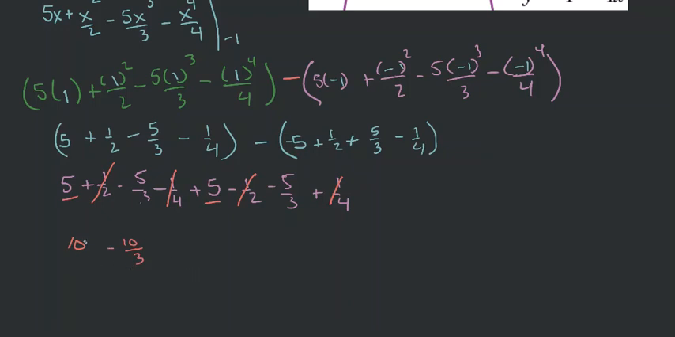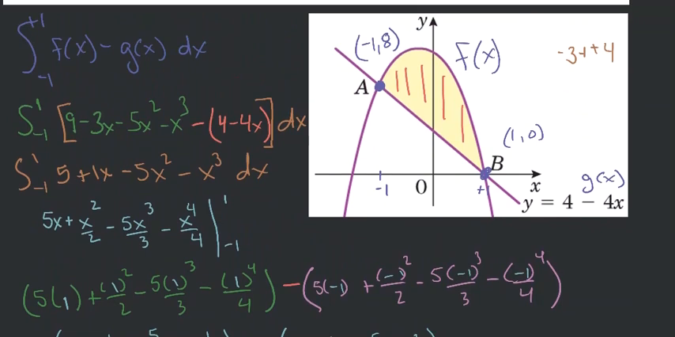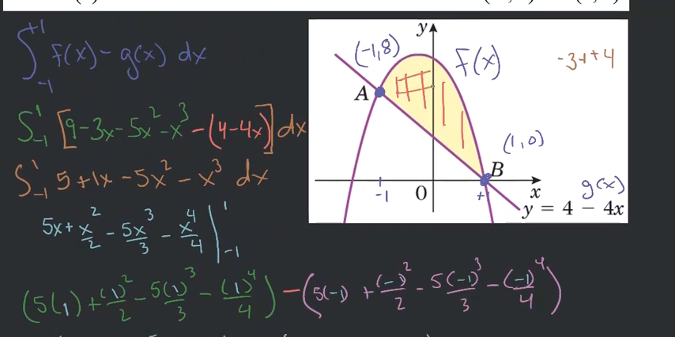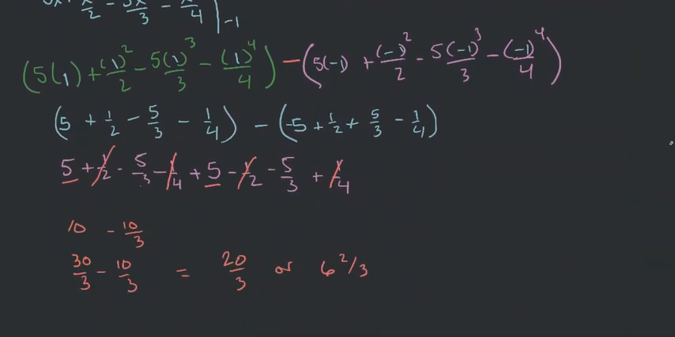So if we make this into 30 over 3 minus 10 over 3, that's going to give us 20 over 3, or 6 2/3. So what does this 6 2/3 mean? If we come back up here, that 6 2/3 is the area between these two curves. So that must be 6 2/3 units, whatever our units are going to be there. 6 2/3.